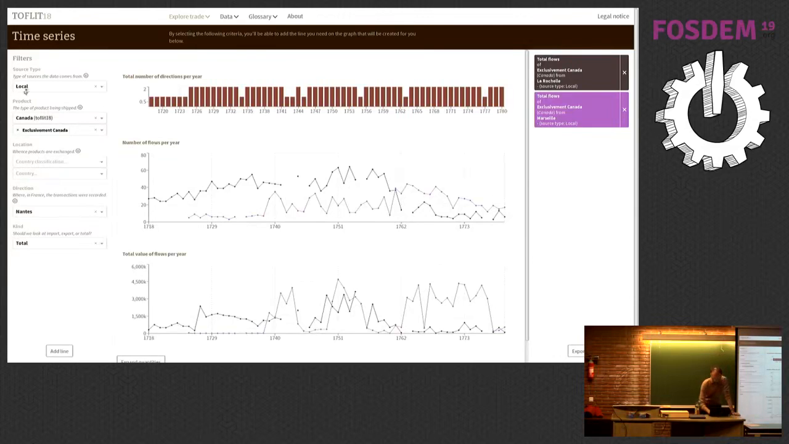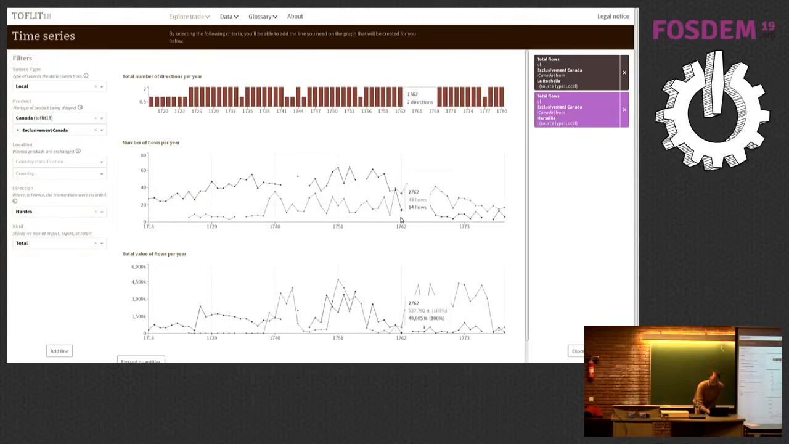So here I use those filters to show you two curves. One which is only Canadian products with La Rochelle, this is the brown curve, the black curve. And the purple one is the same thing, only Canadian products going through Marseille, which is another big, really important port in France. And as you can see, we have a date here in which the curves flip. La Rochelle is above Marseille for all the first period and then goes down under Marseille, both in terms of number of flows and value of flows.